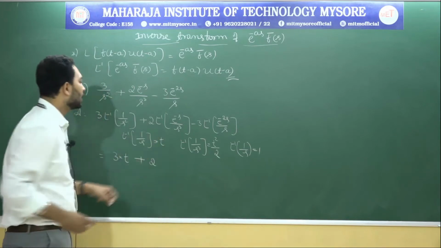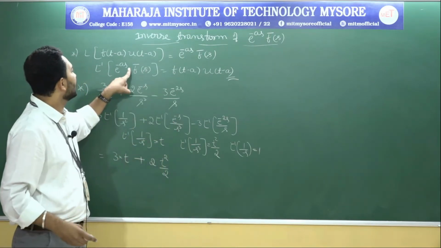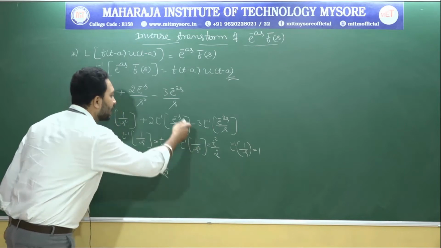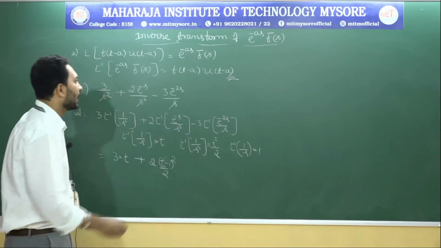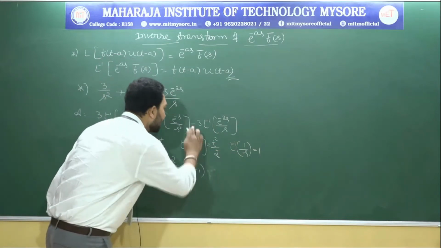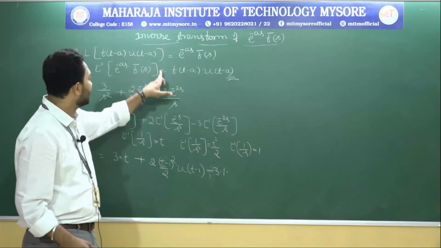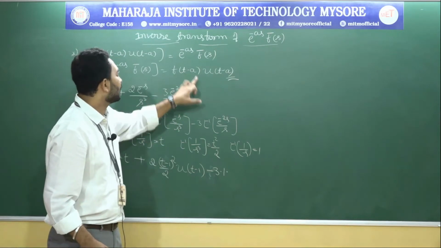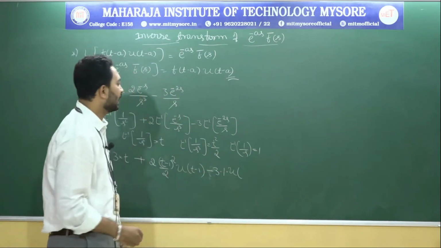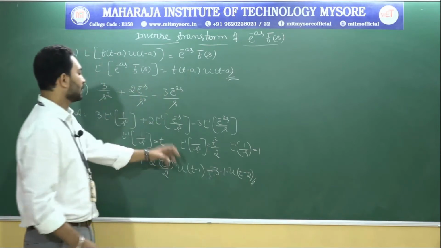Here we have 2 into L inverse of 1 over s cube, which is t square by 2. By applying e power minus s, look here, this becomes f of t minus a, where a is 1: t minus 1 whole square into u into t minus 1, plus, what is L inverse of 1 by s, minus 3 into 1 into, since we have e power minus 2s, this comes in the form of e power minus as into f bar s. Then the result will be f of t minus a. We don't have t here, so write 1 into u into t minus a, and in the place of a we have 2, so it is u into t minus 2. So this is the required result.